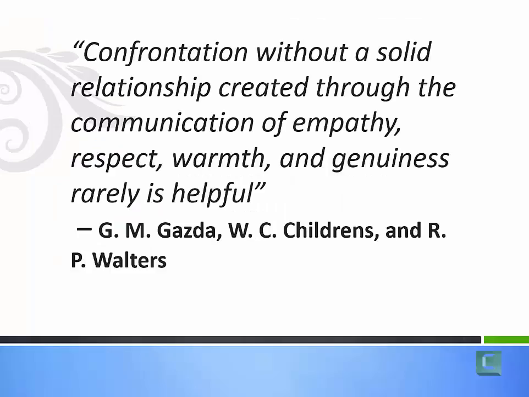Confrontation, without a solid relationship created through the communication of empathy, respect, warmth, and genuineness, rarely is helpful. This is a quote by Gazda, Childress, and Walters. Just by looking at this quote, what are your interpretations of it? Would you agree or disagree with this quote?